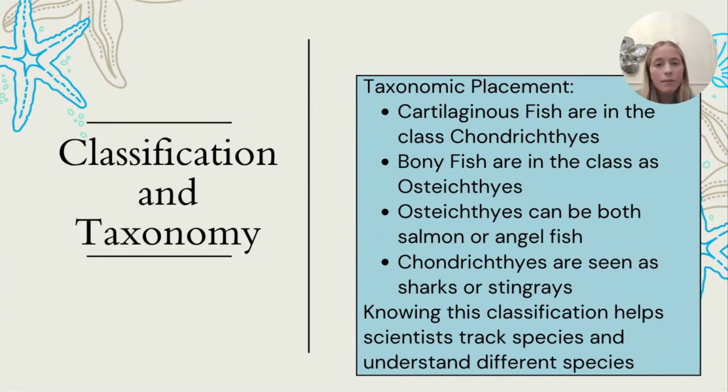Classification and taxonomy. Taxonomic placement. Cartilaginous fish are in the class Chondrichthyes, while bony fish are in the class Osteichthyes. Osteichthyes can be salmon or angelfish, while Chondrichthyes are seen as sharks or stingrays. Knowing this classification helps scientists track the different species and understand them.